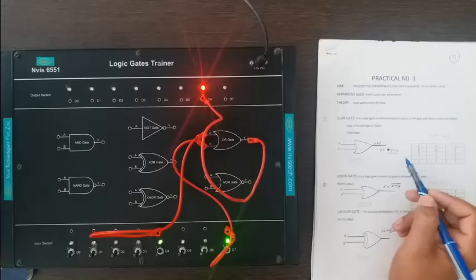Now we can see the table. We have verified the truth table for all gates. So this was your experiment about logic gates and verifying their truth tables. Okay, thank you.